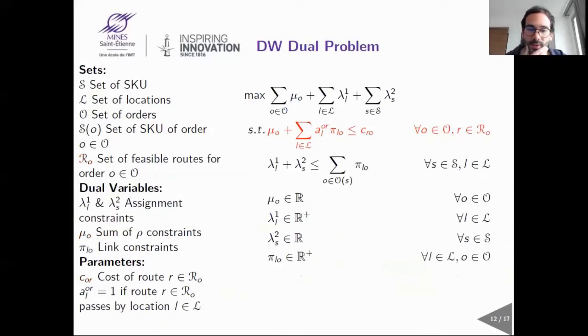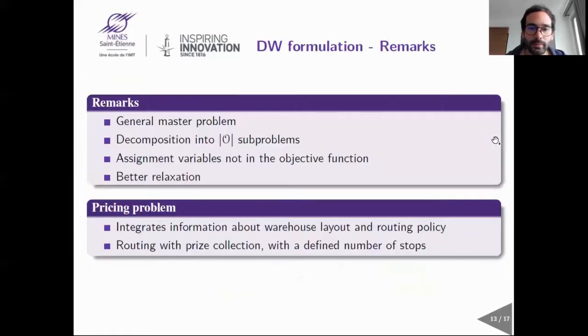Just to have a small look at the dual problem, which decomposes into several sub-problems. For one order, the reduced cost has an offset, which is a constant, and we add one term for each visited location. That is a price that is added to the reduced cost.